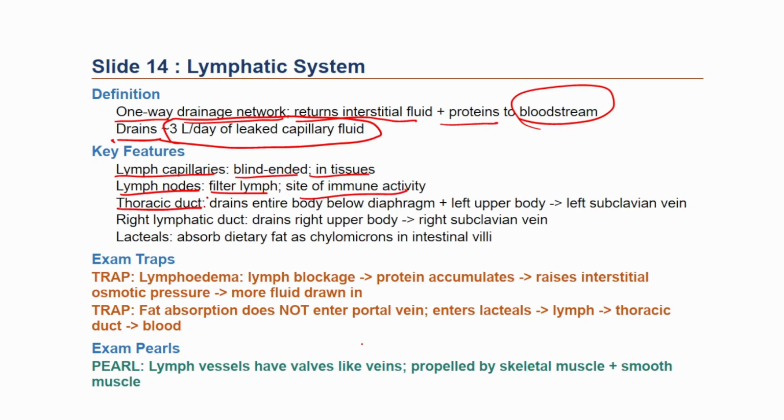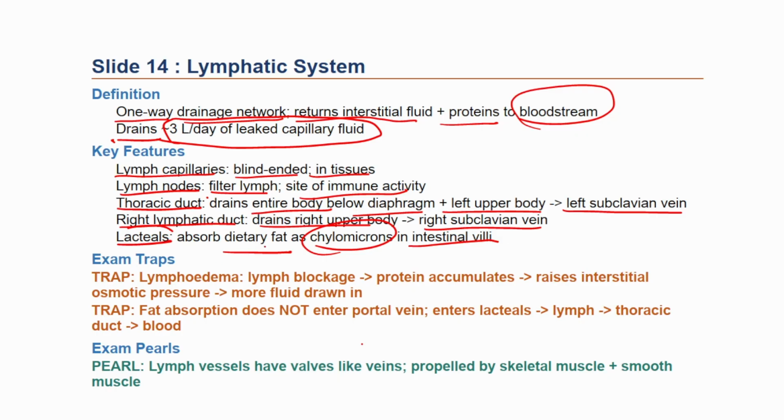Then comes the thoracic duct. This is the major drainage highway which collects lymph from the entire body below the diaphragm and left upper half of the body, dumping it straight into the left subclavian vein. Then the right lymphatic duct, which is the smaller main tube, drains fluid from the right upper half of the body, emptying it directly into the right subclavian vein. Lacteals are specialized lymph capillaries located within the intestinal villi that function specifically to absorb dietary fat in the form of chylomicrons. Be aware of the exam traps that I am about to mention.